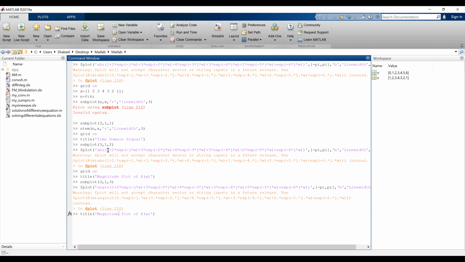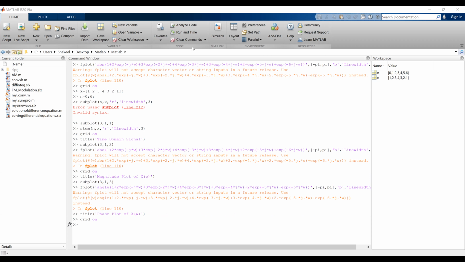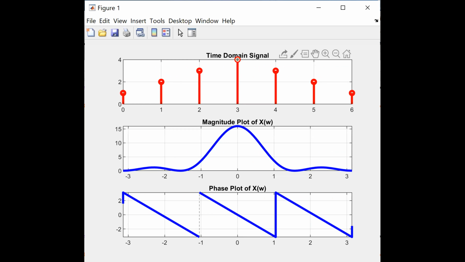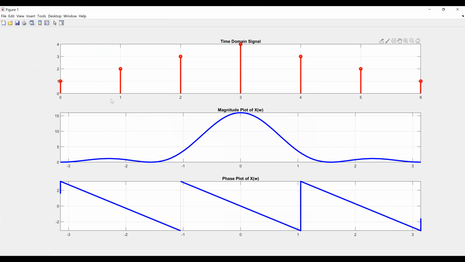So this is the phase plot function. Let me show you what I have done. Now look at this. This is our original signal, our original time domain signal. This is its magnitude plot, the frequency domain magnitude plot. And this is the phase plot. This is the phase plot of the spectrum.